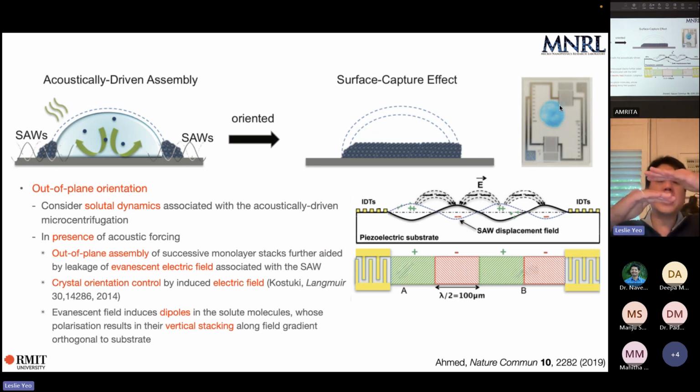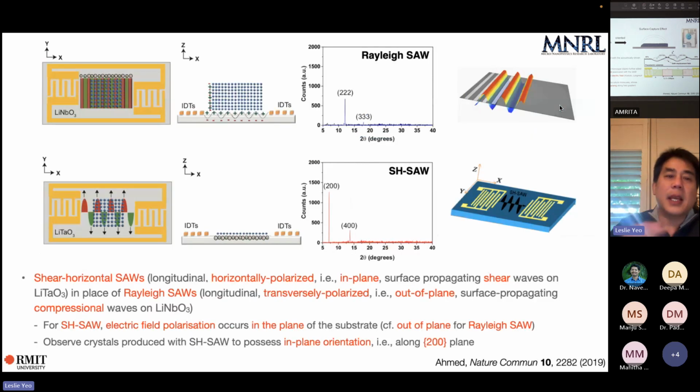And then we think that it's the evanescent electric field from the underlying surface acoustic wave, because of the electromechanical coupling arising from the piezoelectric material, that induces these dipoles to align and stack. That's the best thing I can think of. Here's some evidence for it.